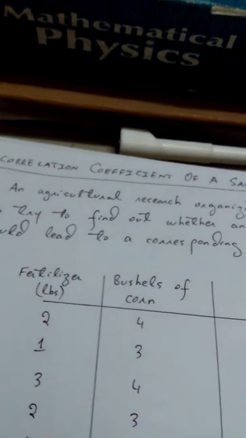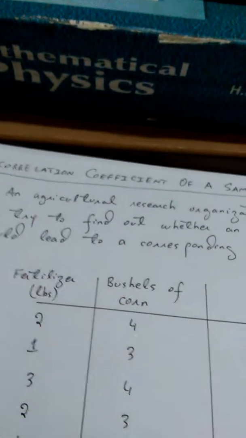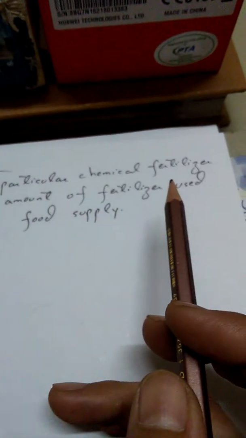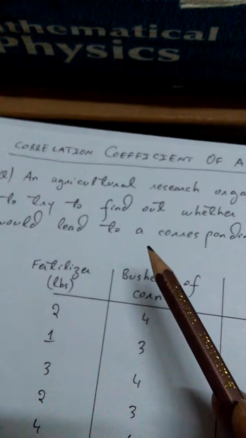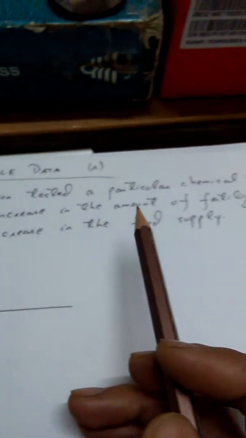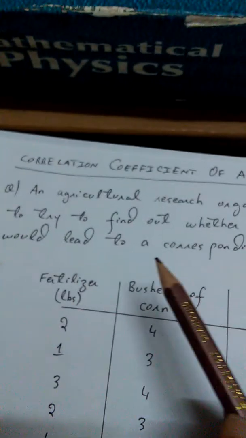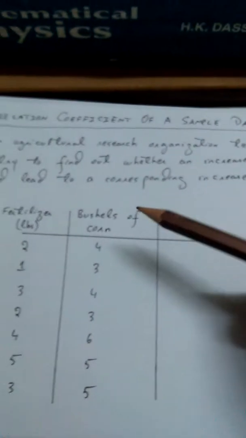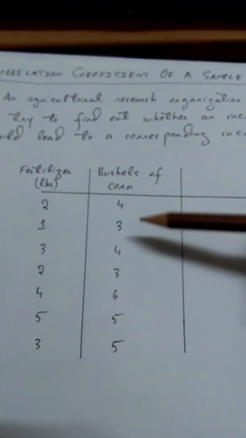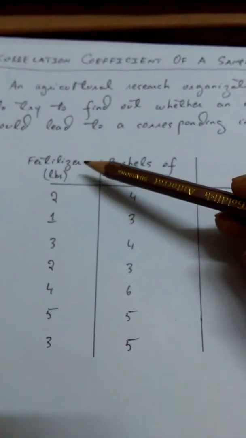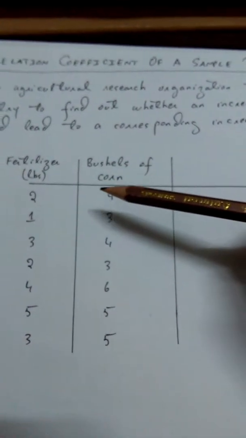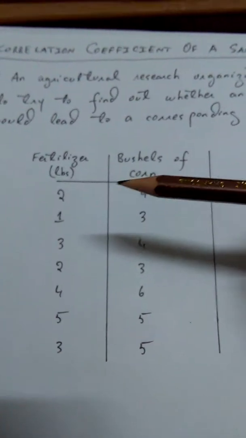So here is a relevant example. The question says that an agricultural research organization tested a particular chemical fertilizer, in order to find out whether an increase in the amount of fertilizer used would lead to a corresponding increase in the food supply. Here they have given us particular restricted data. The fertilizer is measured in pounds, and the bushels of corn represent the yield for each fertilizer quantity used.